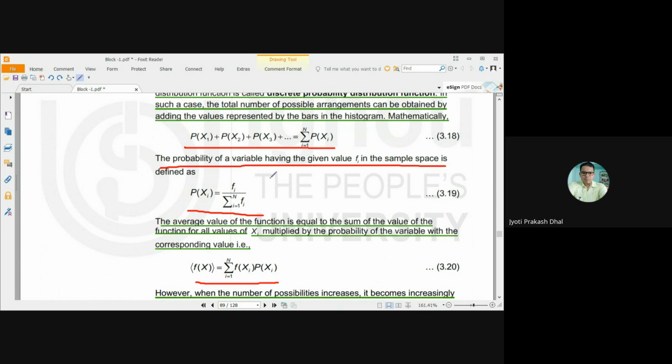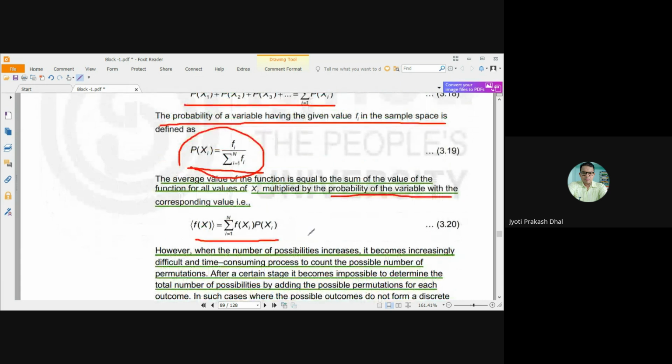So the probability of a variable having a given value fi, the sample space is defined as p(xi). So here the sample space is fi, and the probability is p(xi) equals fi divided by the summation of fi, i from 1 to n. The average value of the function is equal to the sum of the values of the function for all the values of x multiplied by the probability of the variable with the corresponding value. So this is the average value of x.